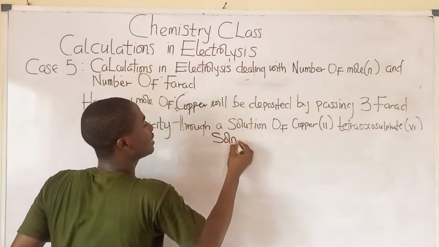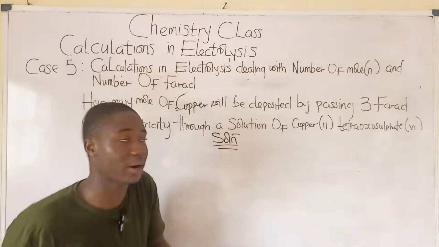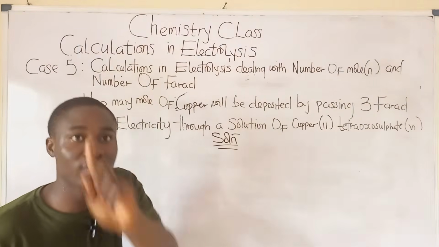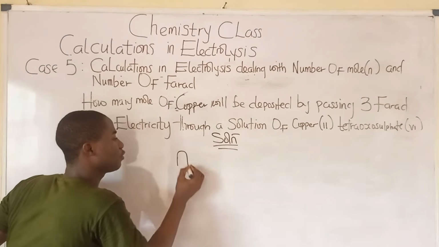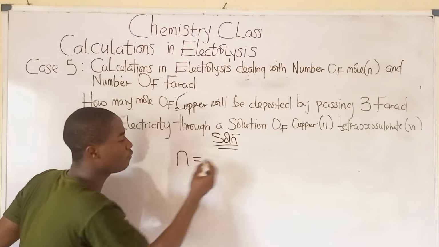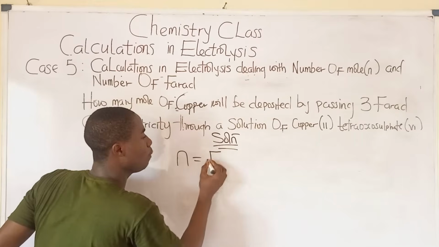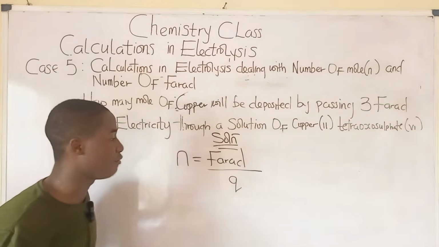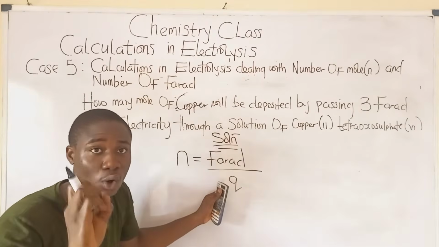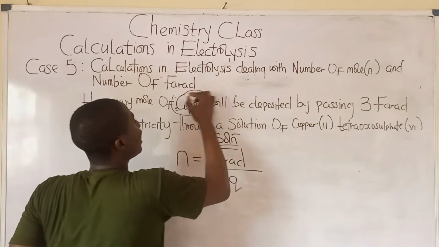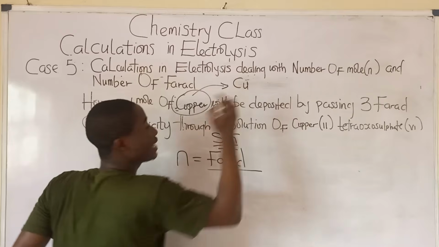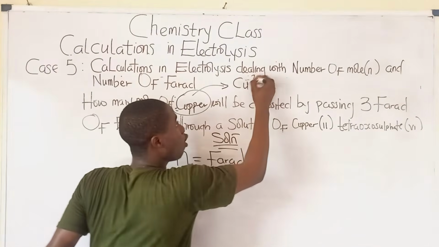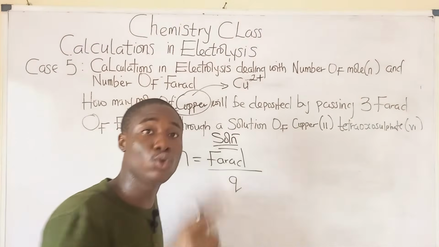Now you can see that this particular case relates to parameters, which are number of moles and number of farad. Now this must be noted. There is a formula that relates both of the parameters, and it is number of moles is equal to number of farad, or just simply write farad, over Q. And remember, Q is basically the charge of the element. And what's the element here? Copper. Remember, I said when solving questions in electrolysis, you're interested in just the element, and it is copper, which is written as Cu2 plus.